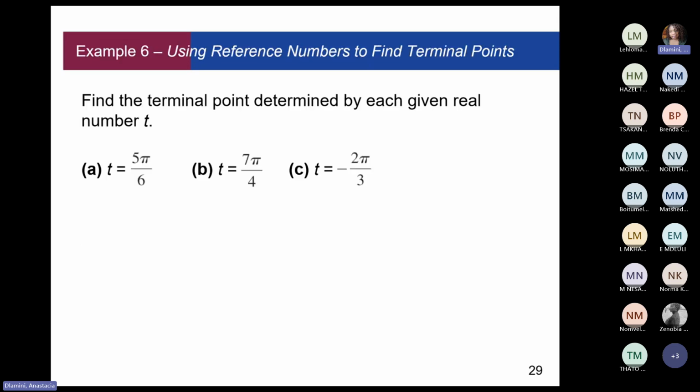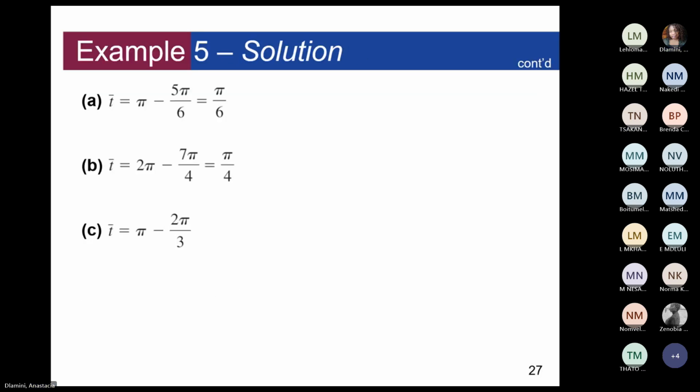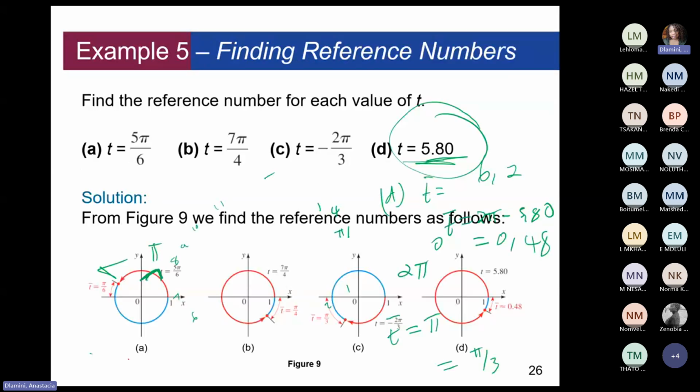So now they say find the terminal point determined by each number. I think we did find the terminal point for this one, right? Yes. So we know that the terminal point here is what? Pi over 6, isn't it? Yes, ma'am. We know that, no. We are using the reference number. Let me see these values. I just want to see. It's the same values that we did here.